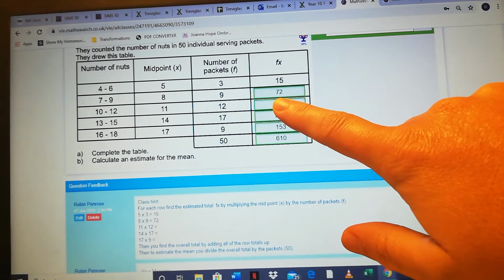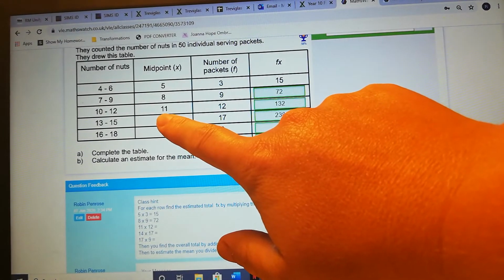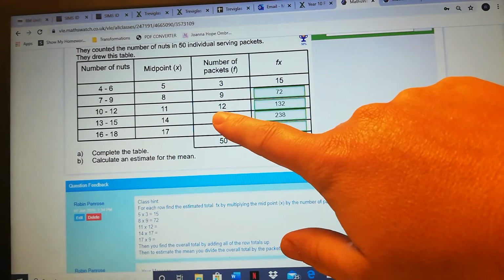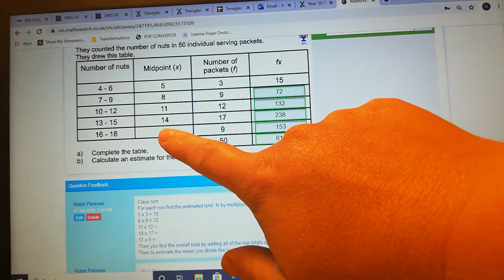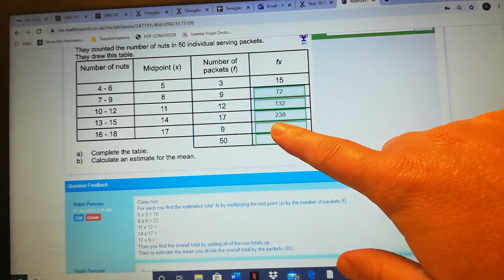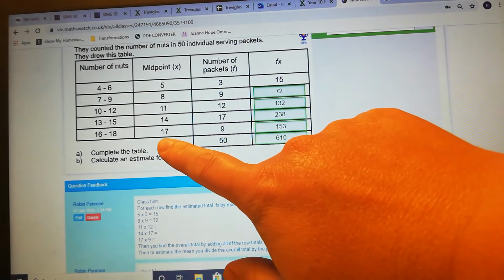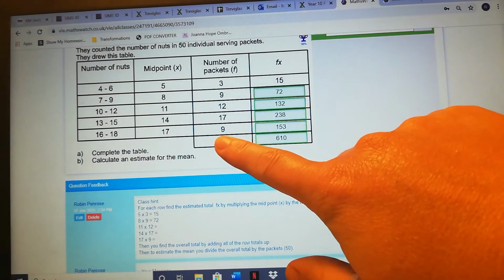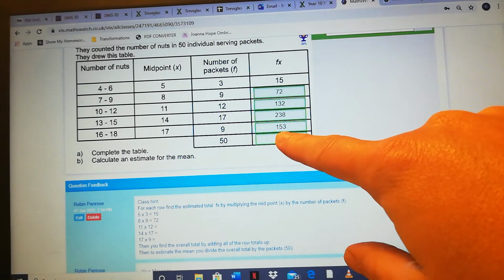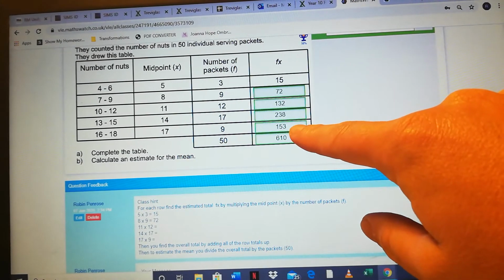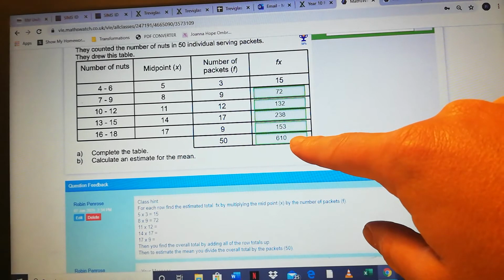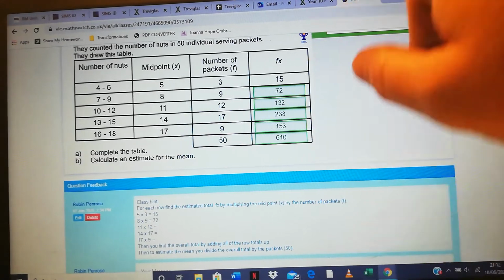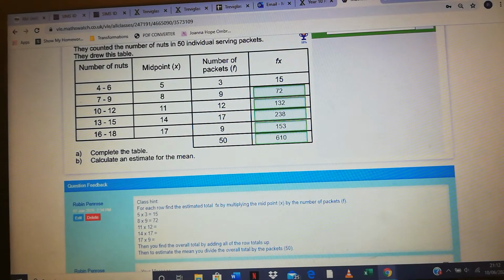And we do this with every row. So here the midpoint is 11, which we times by the 12 packets, which gives us 132. Here the midpoint is 14, which we times by the 17 packets, which gives us 238. And here the midpoint is 17, which we times by the 9 packets, which gives us 153. So then we add all of those up to give us the overall estimated total number of nuts, which is 610.